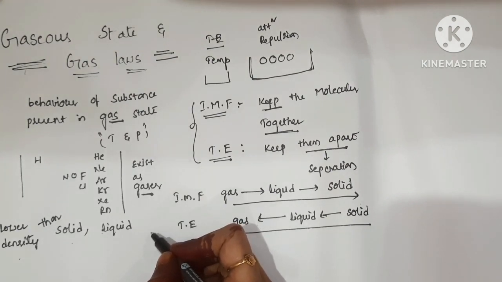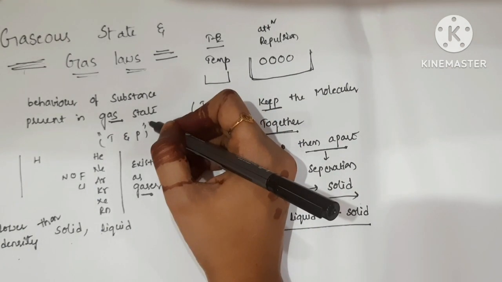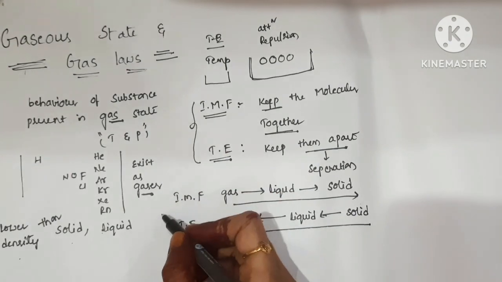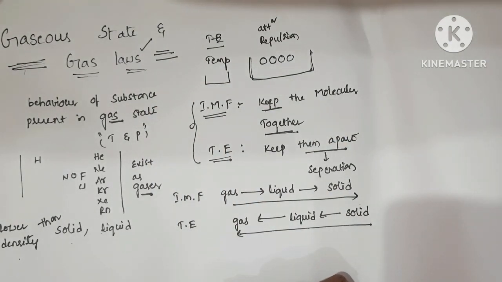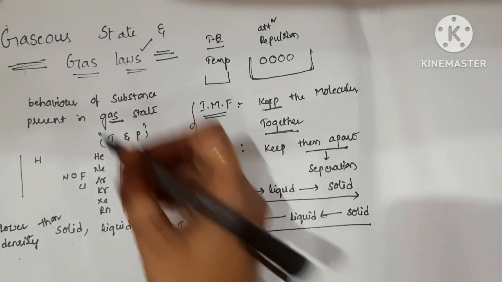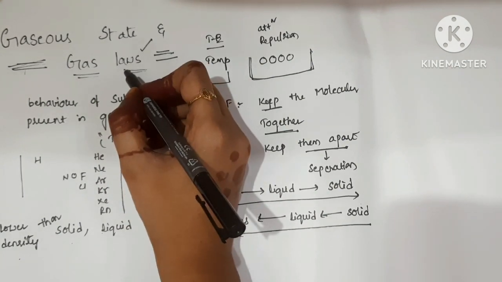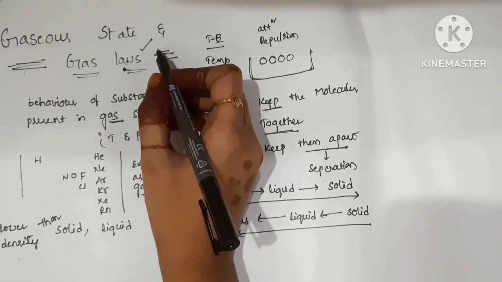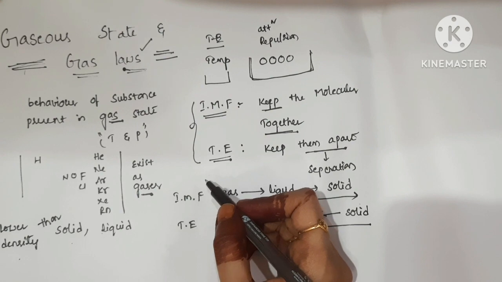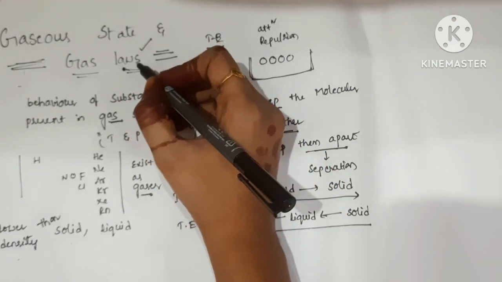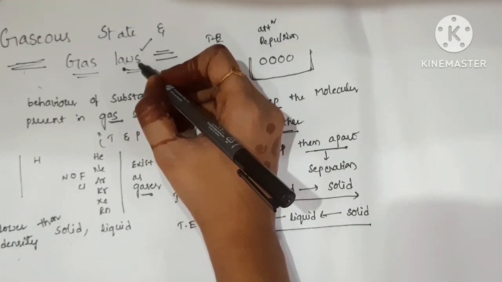For the behavior of gases at different temperature and pressure conditions, gas laws were proposed. These gas laws are the result of research carried out over several centuries. That means many scientists carried out research on gas laws for many centuries.